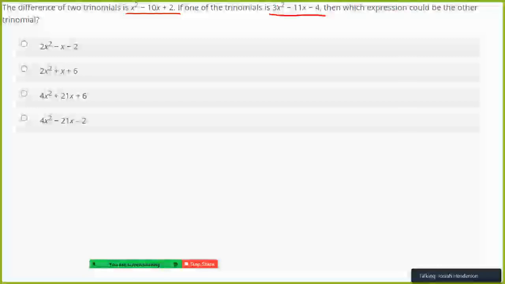Now, this is a tricky challenge. The difference of two trinomials is blank. And then they give us one of the trinomials, and we're supposed to find what is the second one. Let me try to model out how I'm thinking about this question. Trinomial minus the other trinomial. We'll say number 1 and number 2. Equals x squared minus 10x plus 2. It says that in the first sentence.